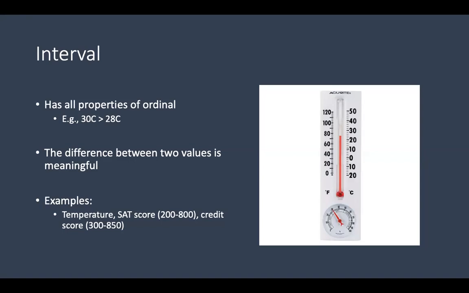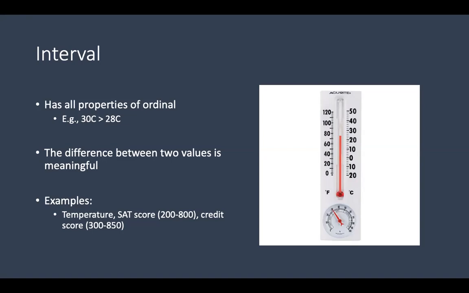The SAT score, for example, has been standardized and calibrated in a way that the difference between 600 and 700 is the same as from 700 to 800. Okay. But the key here is that they don't have a meaningful zero point. Even for the Celsius degree or Fahrenheit degree, a score of zero does not mean the absence of temperature.